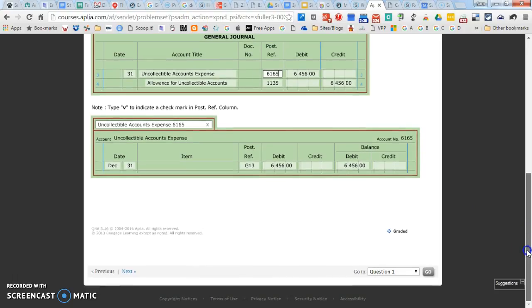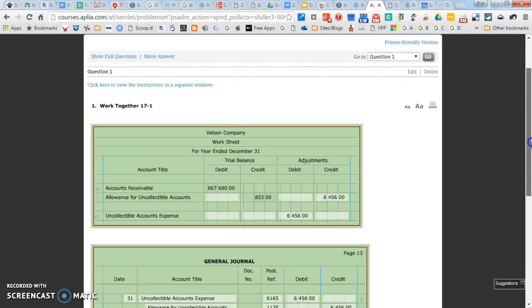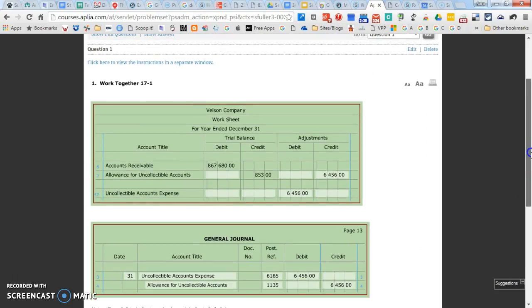That's all for the work together. Then I think you can click go or something at the bottom. I think yours might be a little different than mine. And question 2 is just the on your own. So you'll complete that, and then also please do the 17-1 application problem.